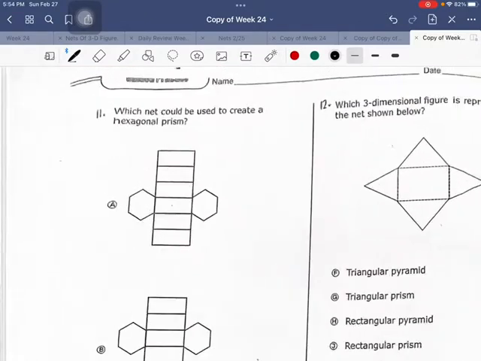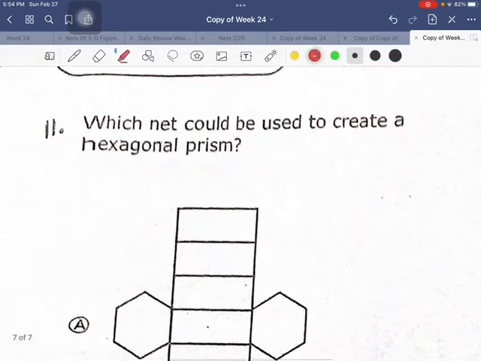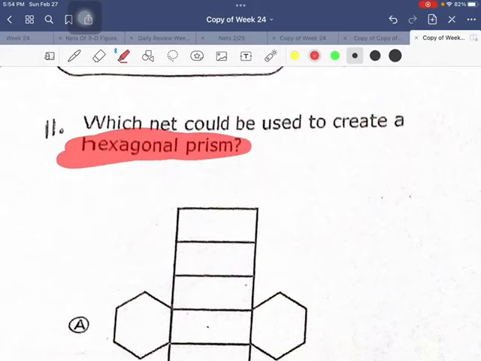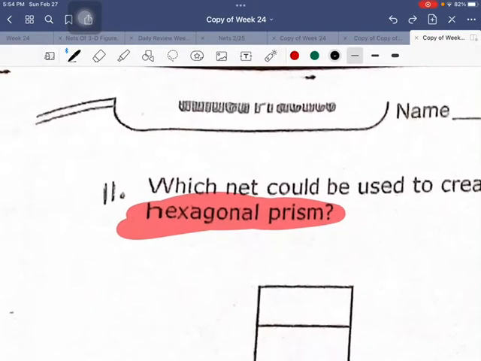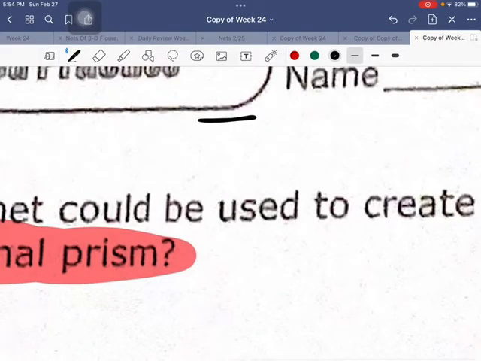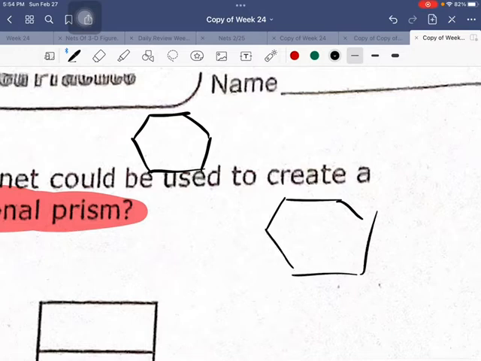Which net can be used to create a hexagonal prism? Hexagonal prism, what does that mean? It's going to be my base. Hexagon, okay. 1, 2, 3, 4, 5, 6. Connect everything.